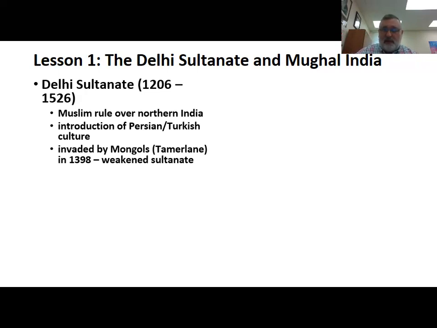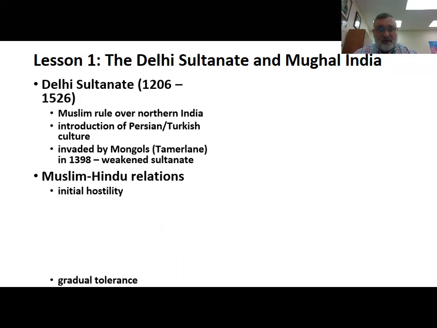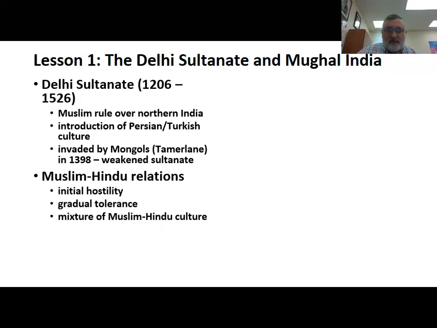In the late 14th century, there was a Mongol invasion that came into northern India. They wreaked a lot of havoc and destruction and pretty much weakened the Sultanate. Initially, Muslims and Hindus had a lot of hostility towards one another, but over time, there started to be a lot more cultural accommodation with each one. Gradually, you start to see a culture that begins to take elements of both religions, both cultures, and blend them together. So you really do have this mix of Hindu and Muslim culture beginning to develop, particularly in northern India.